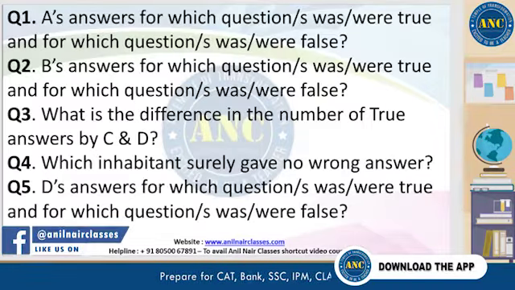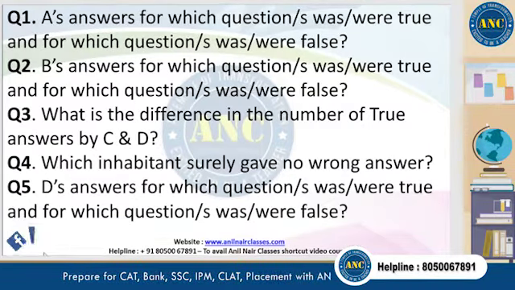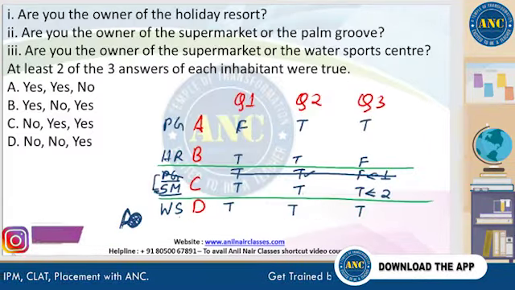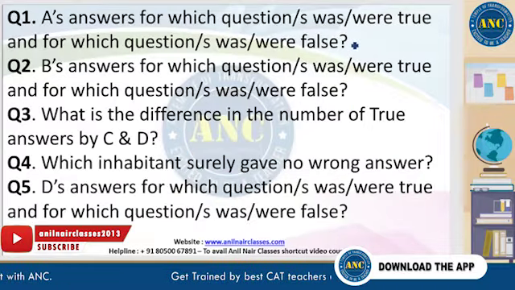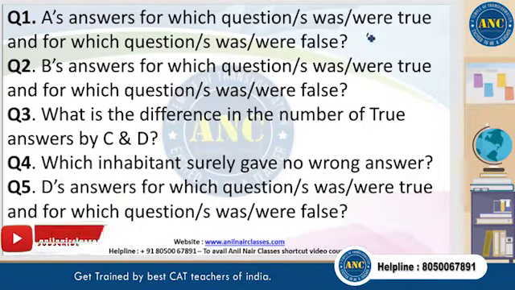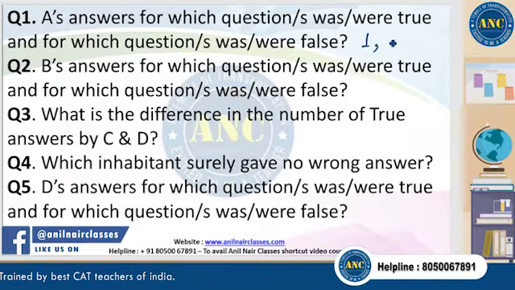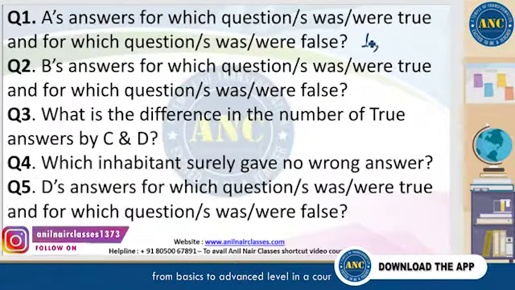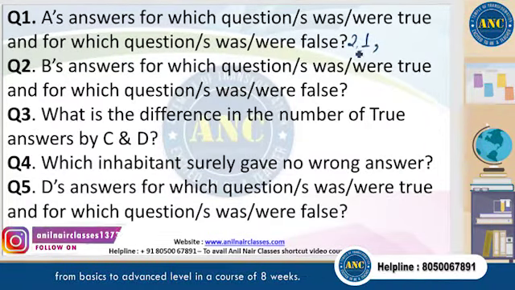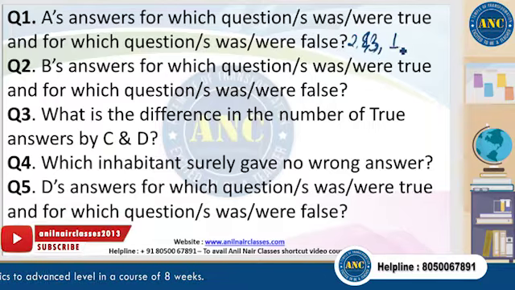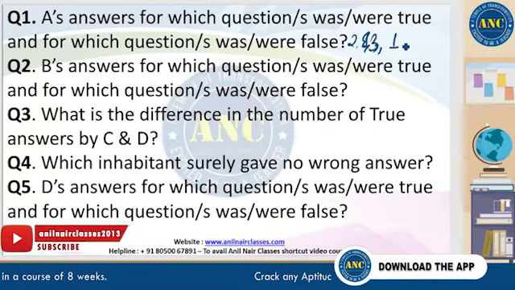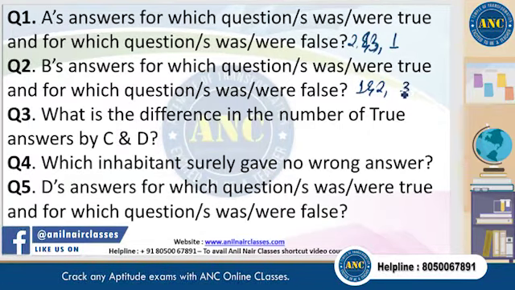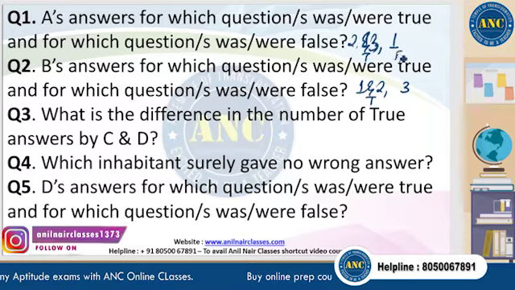So let's look at the questions. A's answers: for which questions were they true, and for which false? So pretty simple from the previous part. Question 1 was false, and questions 2 and 3 were true. For B's answers, questions 1 and 2 were true and question 3 was false.